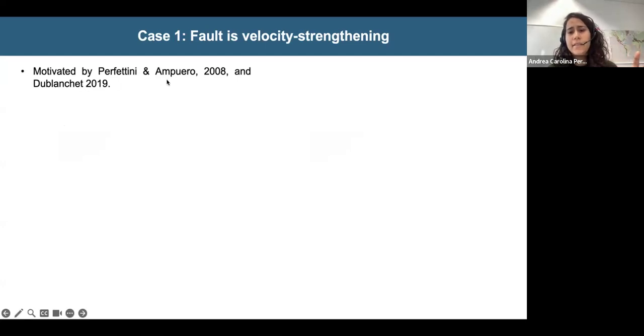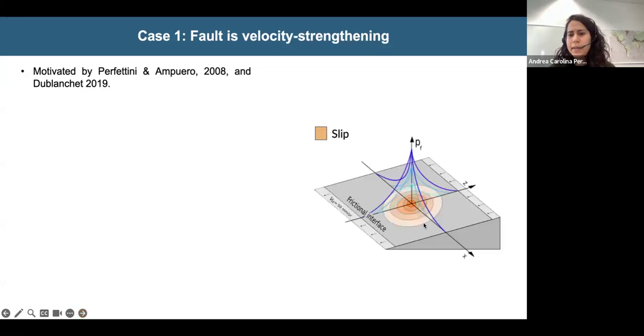We know that previous models have explored perturbations in stress on velocity strengthening faults, and they have found that they could lead to aseismic slip. So I'm talking about Perfettini and Avouac, and also this has been explored in the context of induced seismicity by Dublanchet 2019. So we know that if we apply external stress perturbations on a strengthening fault, we can induce aseismic slip. This is basically exemplified in this diagram here. If we increase the pore fluid pressure on the fault, we can induce this slip that is shown here by these orange contours.